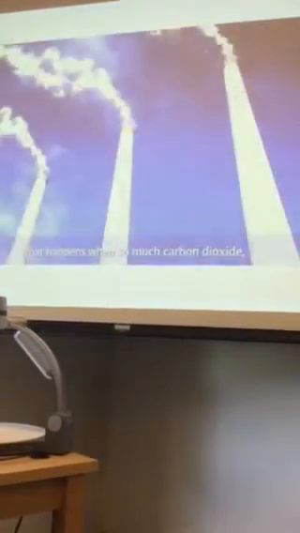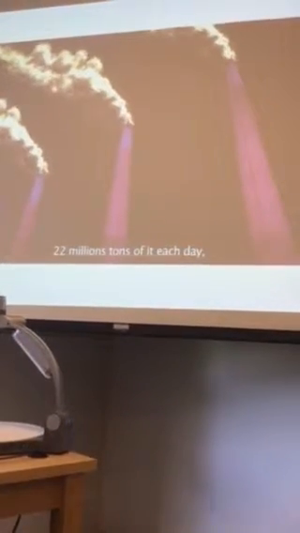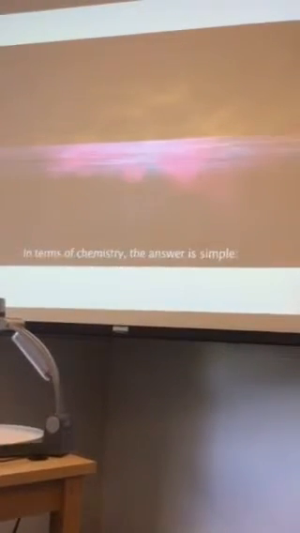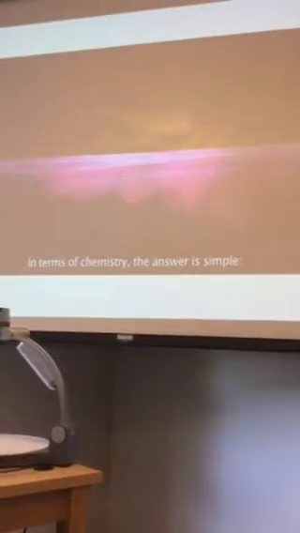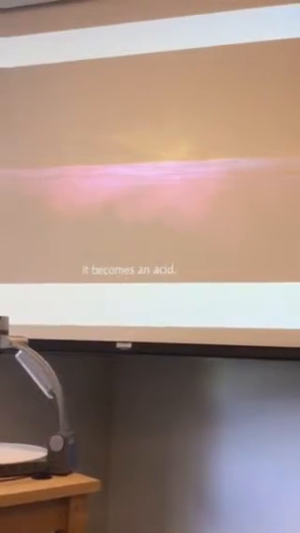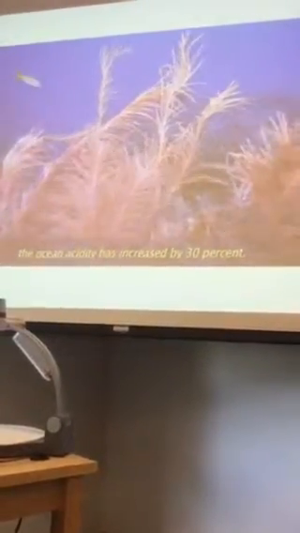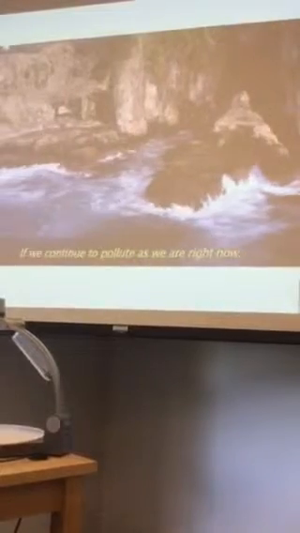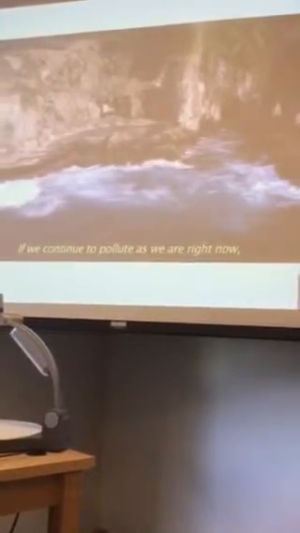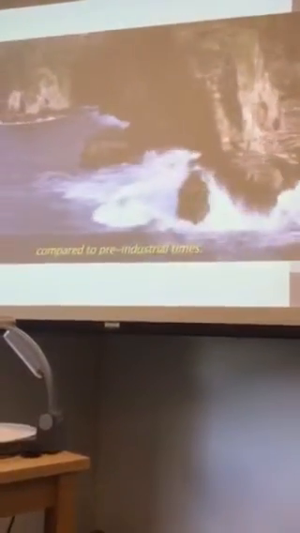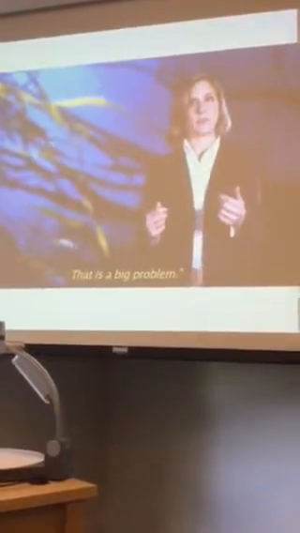What happens when so much carbon dioxide, 22 million tons of it each day, mixes with ocean water? In terms of chemistry, the answer is simple. It becomes an acid. Since the Industrial Revolution, the ocean acidity has increased by 30%. If we continue to pollute as we are now, the ocean acidity will double by the end of the century compared to pre-industrial times. That is a big problem.